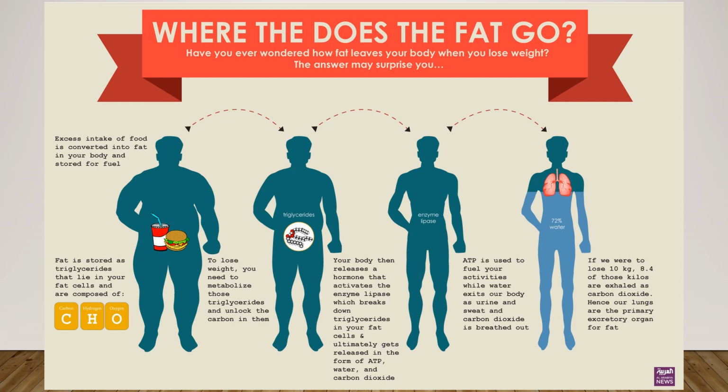Some people say, I worked out, but I am not sweating that much, maybe I haven't burned that much. No. Even though your body is made of 72% water, out of 10 kilos, 8.4 kilos are exhaled through your breathing. And that's why the primary organ to excrete fat is your lungs. So lungs breathe out all the carbon dioxide. I know it took longer, but I hope that was helpful for you to understand how fat actually goes out of your body.